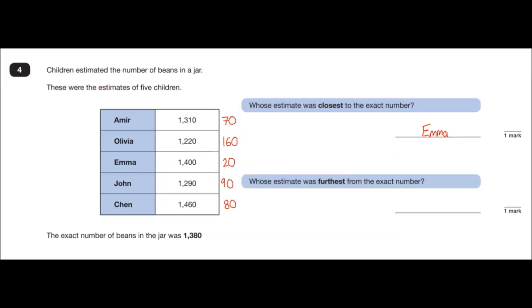As for the second question, we can use what we've just done to help us. So it says whose estimate was furthest from the exact number. Now, this will be Olivia's, as she guessed that there were 1,220 beans, which is 160 away from 1,380. So this time we were looking for the greatest difference, so the biggest number, which is Olivia's.